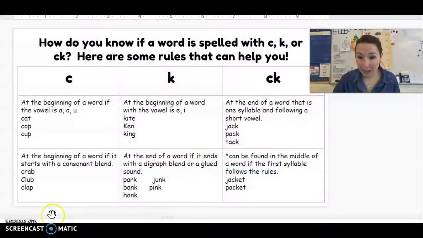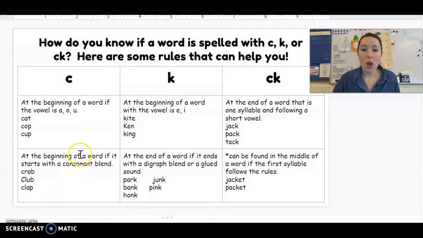Let's review some of our rules that we've learned this year, or maybe some of them might be new to you, about when we use a C, a K, or a CK. Then we're going to practice sorting some words, and then I have a special job for you. All right, let's take a look. Here are some rules that I know to help me with C, K, and CK.